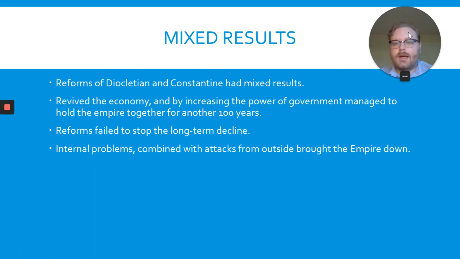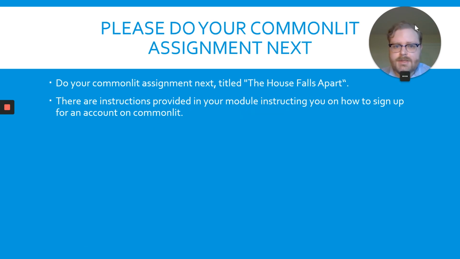This had mixed results, though. Diocletian and Constantine had mixed results. They managed to revive the economy. Their efforts to make the economy run better in Rome were pretty successful. And by increasing the power of government, they managed to hold the empire together for another 100 years. So those are some positives. Negatives: their reforms failed to stop the long-term decline. Rome would still fall. They managed to hold it off about another 100 years, or at least the western half would fall, but the decline was continuing. There were problems internally within the empire, and there were also attacks from outside the empire that would end up bringing the empire down.